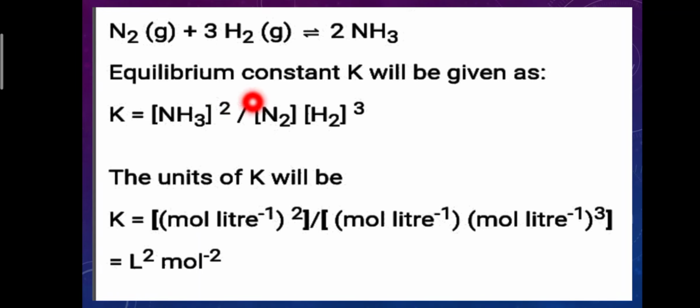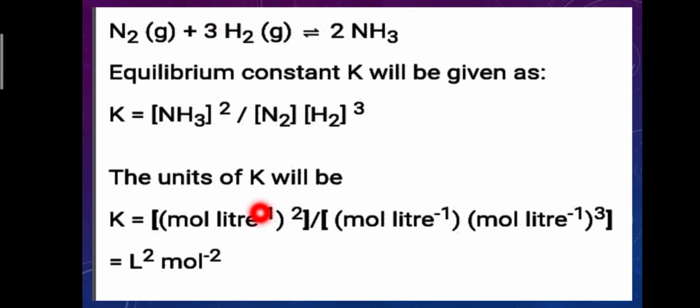Equilibrium constant K is given as the molar concentration of products divided by the molar concentration of the reactants. So K is equal to [NH3] to the power 2, which is the coefficient, divided by [N2] to the power 1 and [H2] to the power 3.